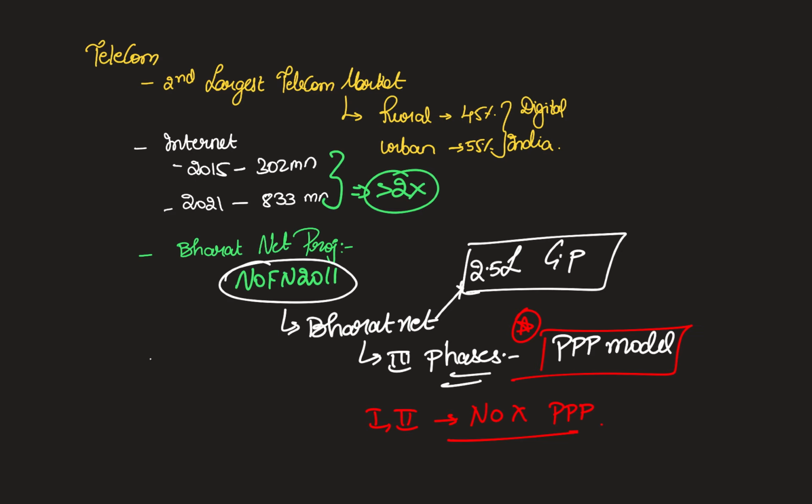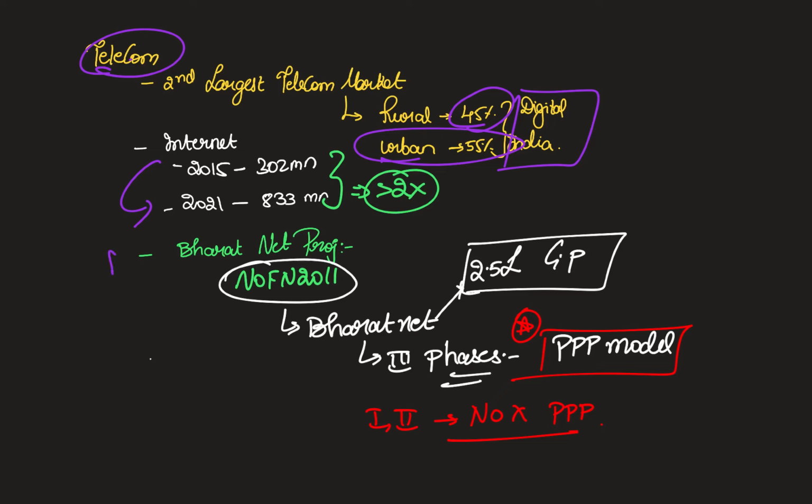Next comes the telecom sector, which is the pillar of the Digital India campaign, because 45% of the subscriptions of telecom are in rural areas, and urban consumers constitute 55% of the entire telecom subscribers. And from 2015 to 2021, we have seen almost 2x growth in the number of subscribers.